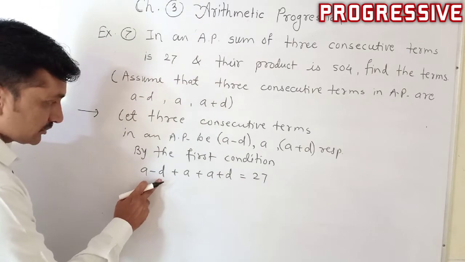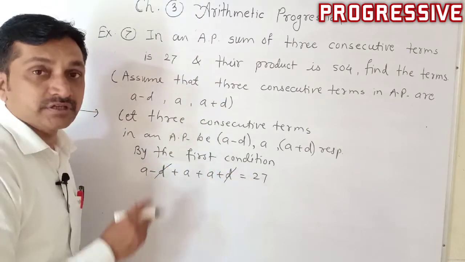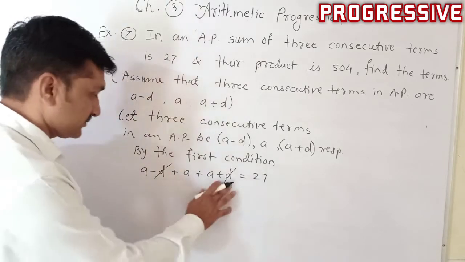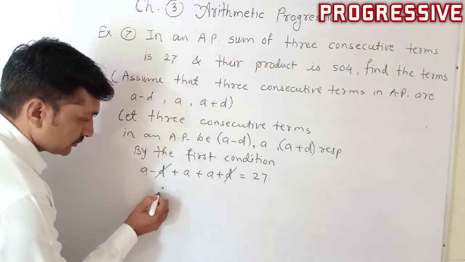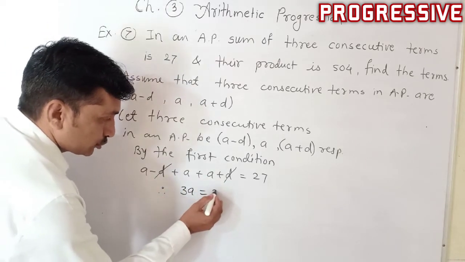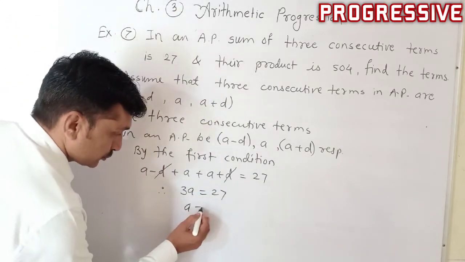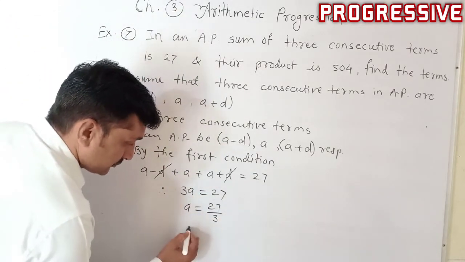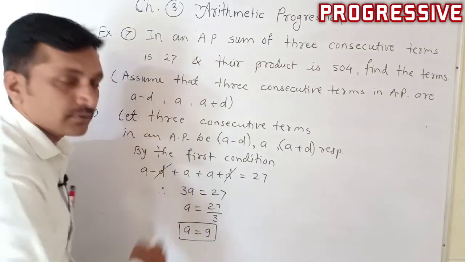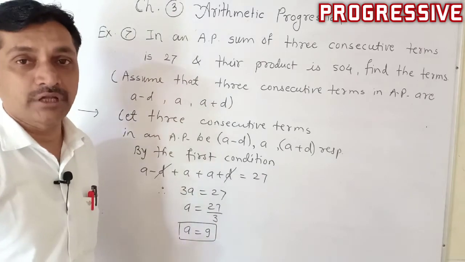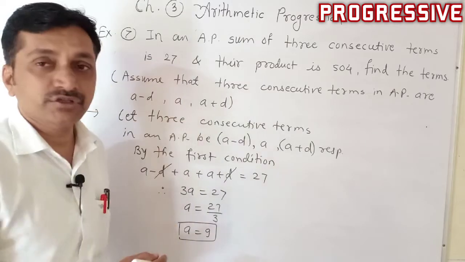Now let's solve this. Here plus d and minus d get cancelled. These are like terms with opposite signs, so plus and minus cancel, and the like terms a plus a add up. Therefore 3a is equal to 27, and by solving this, a is equal to 27 upon 3. We got a is equal to 9.